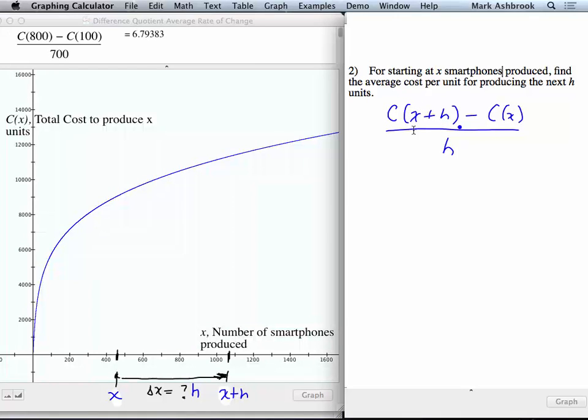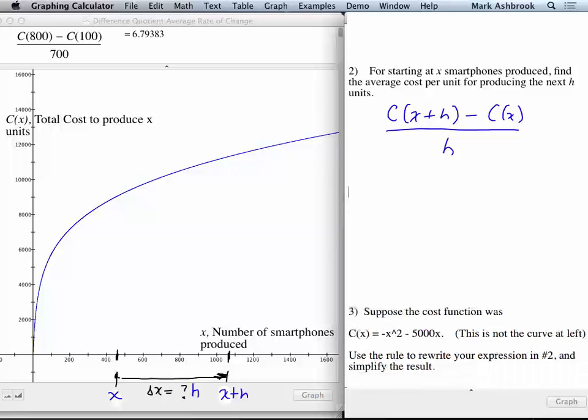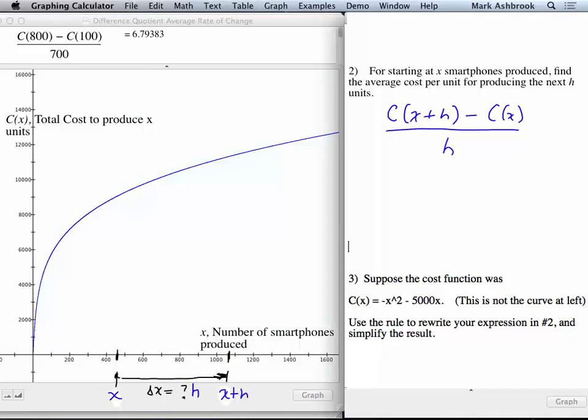So she took C of X plus H, the cost of making X plus H smartphones, minus the cost of X smartphones, over H. That's right. That's it. That's the difference quotient, right? I'm describing exactly the difference quotient for this situation.